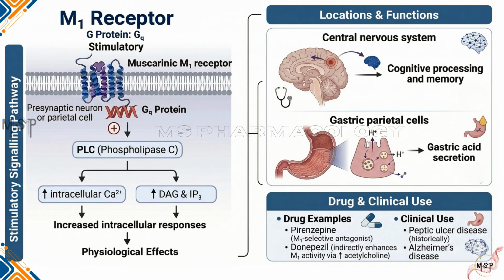From a pharmacological standpoint, drugs such as pirenzepine, an M1 selective antagonist, have been used to reduce gastric acid secretion, while acetylcholinesterase inhibitors, such as donepezil, indirectly enhance M1-mediated signaling and are used in the treatment of Alzheimer's disease.